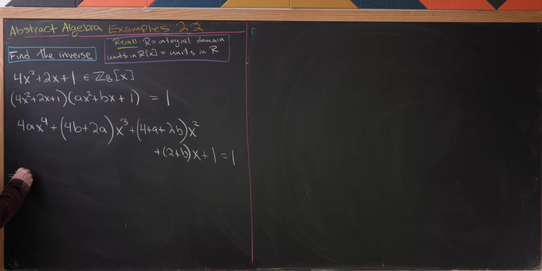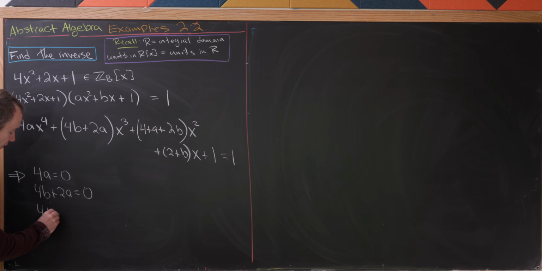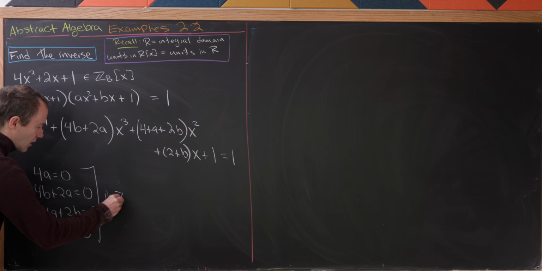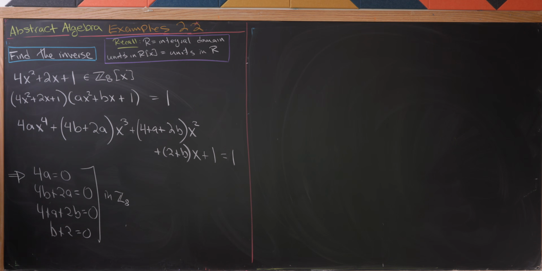But notice that gives us a system of, well, it's not exactly a system of equations, it's a system of congruences. We know that 4a must be equal to 0. We know that 4b plus 2a must be equal to 0. We know that 4 plus a plus 2b must be equal to 0. And finally, we know that b plus 2 must be equal to 0. And the important thing is all of these are equal to 0 inside of Z8, because we're inside of Z8 adjoin x here.